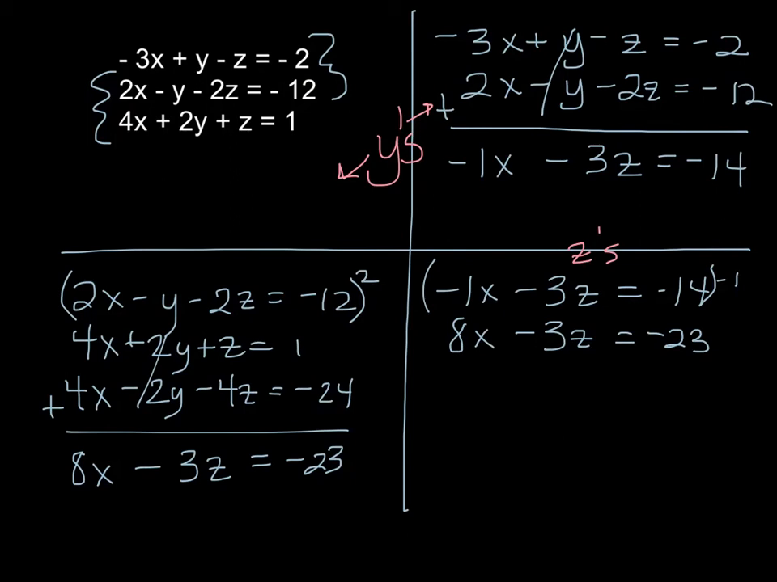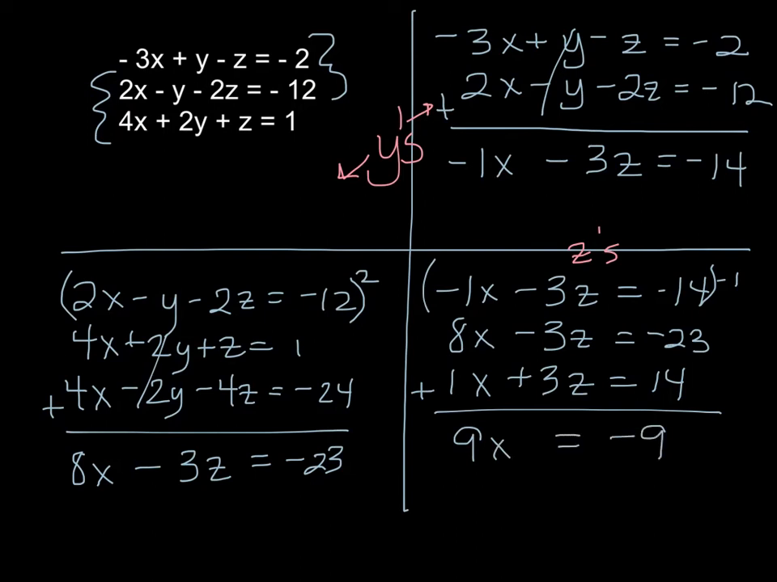So it's going to be positive 1x, positive 3z, positive 14, and I'm ready to add down. So this becomes 9x equals negative 9 with my z's canceling, or x equals negative 1. Now x equaling negative 1 is great, but that's only 1/3 of my answer. I still have to get my y and my z.